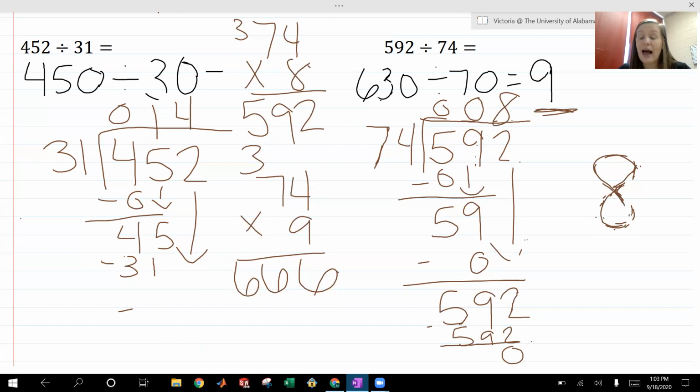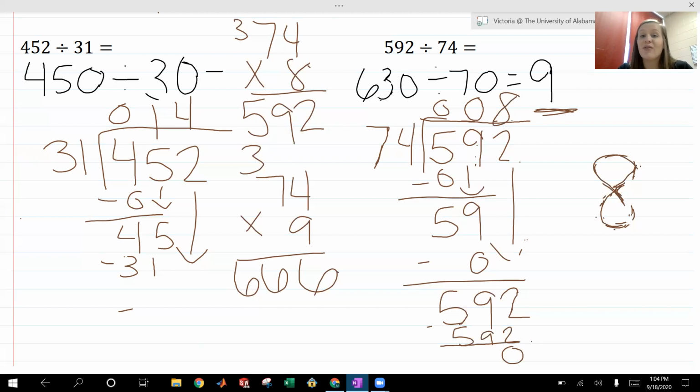But do you see how having that estimate helped us to see how many times 74 could go into 592? Because it gave us a starting place, right? It told us that we could start multiplying 74 times 9. And even though it was too big, it gave us a place to start. I didn't have to start at 2 and then go 3, 4, 5, 6, 7, 8 until I got there. I had to do a lot less multiplication because I had that estimate.